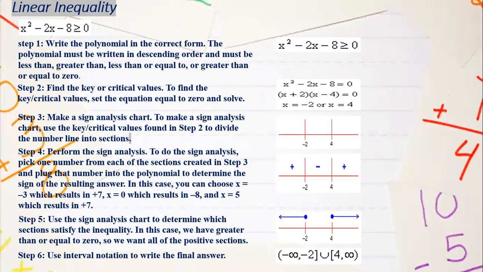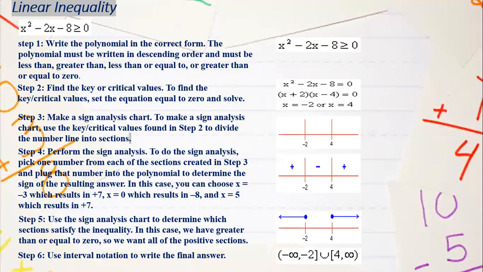And so we have numbered the number line and separated it by sign analysis, and made a chart with -2 and 4. And now we have to perform the sign analysis. To do the sign analysis, pick one number from each of the sections created in step 3, and plug that number into the polynomial to determine the sign of the resulting answer.